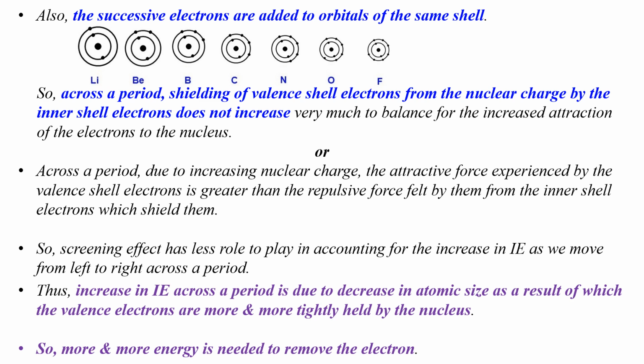Hence, screening effect has less role to play in accounting for the increase in ionization enthalpy as we move from left to right across a period. Increase in ionization enthalpy across a period is therefore due to increase in nuclear charge resulting in decrease of atomic size. As a result, the valence electrons are more and more tightly held by the nucleus as we move from left to right across a period. Consequently, more and more energy is needed to remove the electron and hence ionization enthalpies keep on increasing across a period.